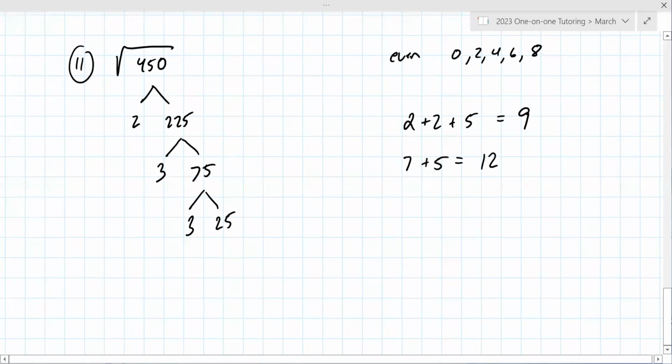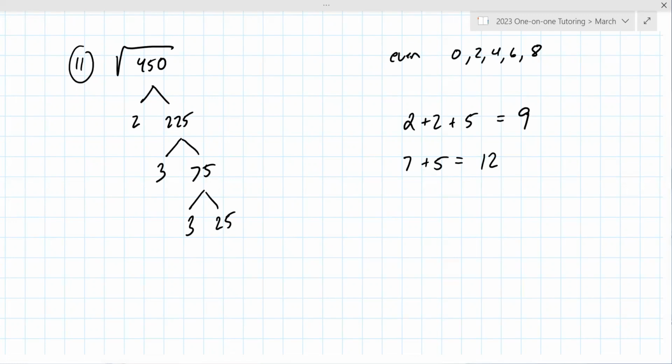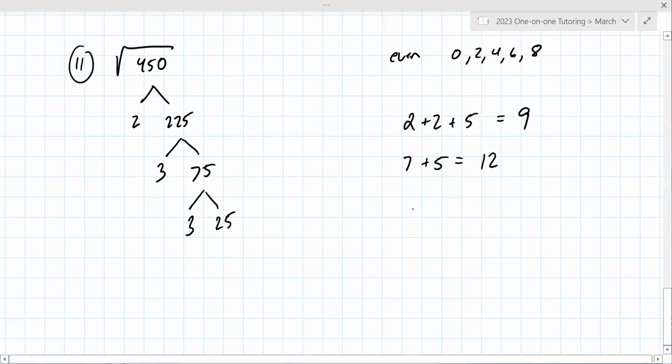Where do we go from here? I would say 2 plus 5. So it is not divisible by 3 anymore. So what's the next prime number after 3 to try? That'd be 5. All right. Now we've got all prime numbers on the leaves.